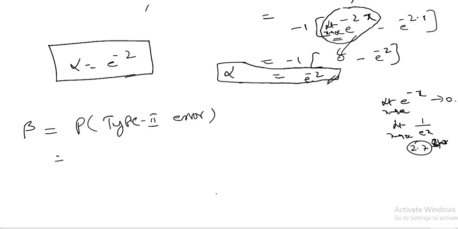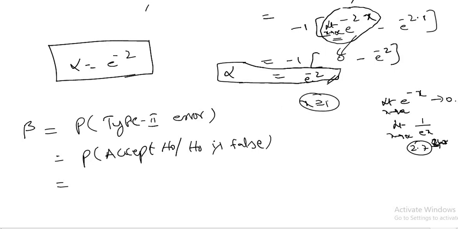Okay. Probability of type 2 error. What is probability of type 2 error? Probability of type 2 is accept H0 when H0 is false. Right. X greater than or equals to 1 is rejection region. Then acceptance region is x less than or equals to 1. Given when H0 is false means H1 is true.